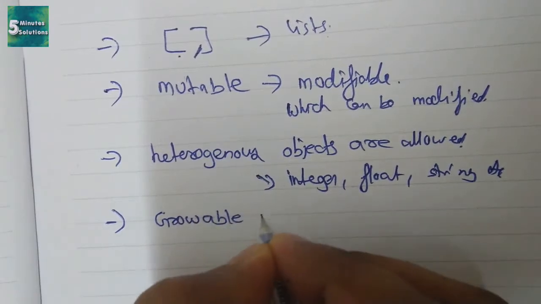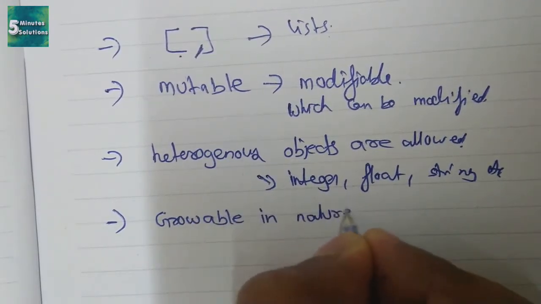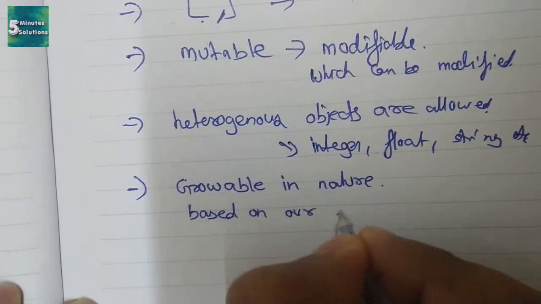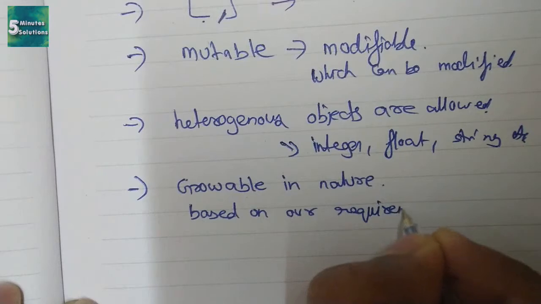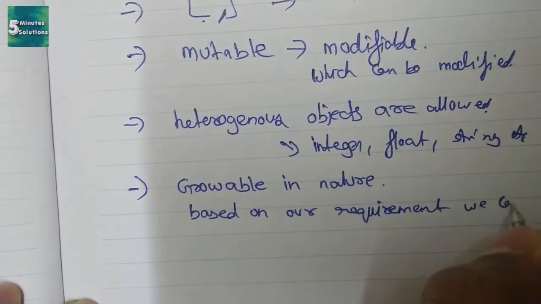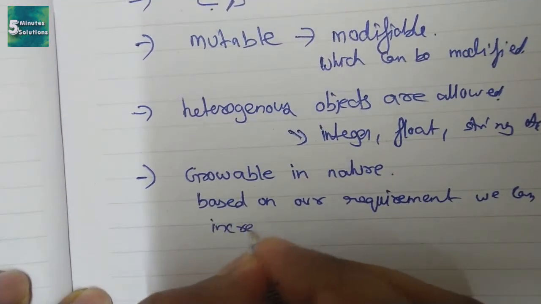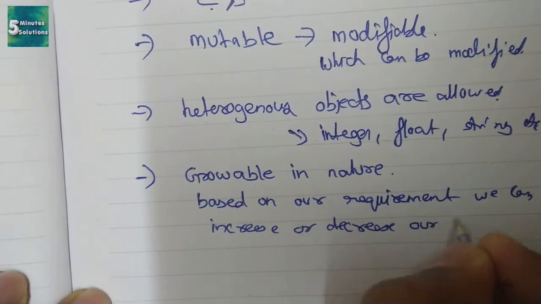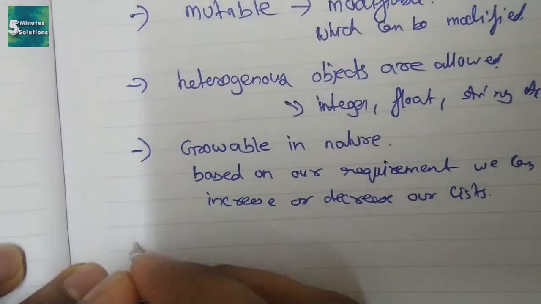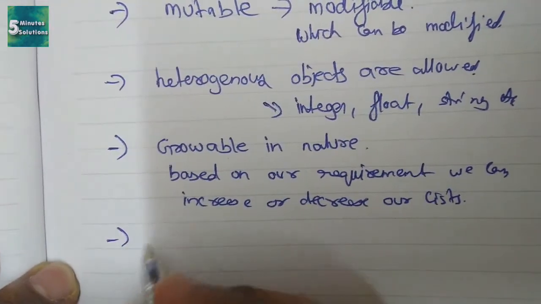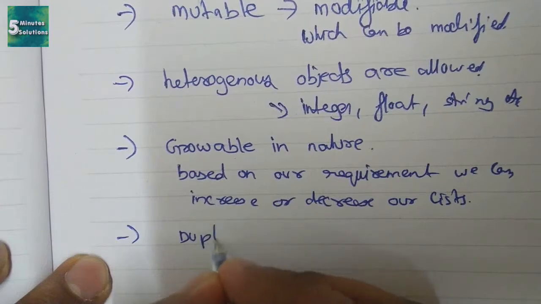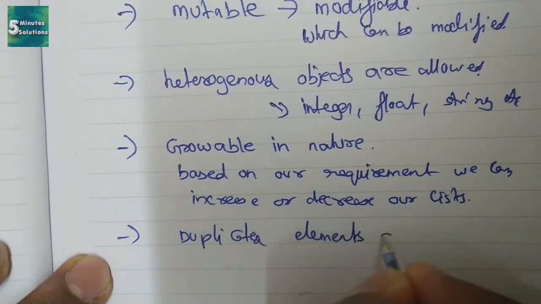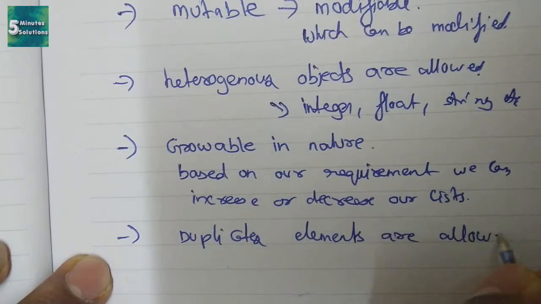Lists are growable in nature means based on your requirement, we can increase or decrease our lists. And fifth point, duplicate elements are allowed. Means we can add duplicate elements in a list.